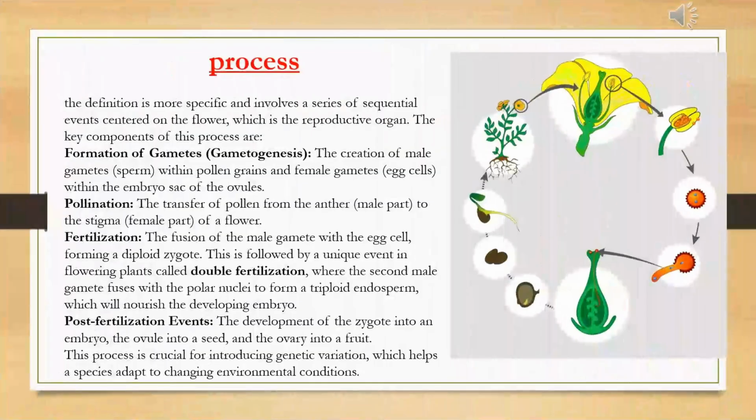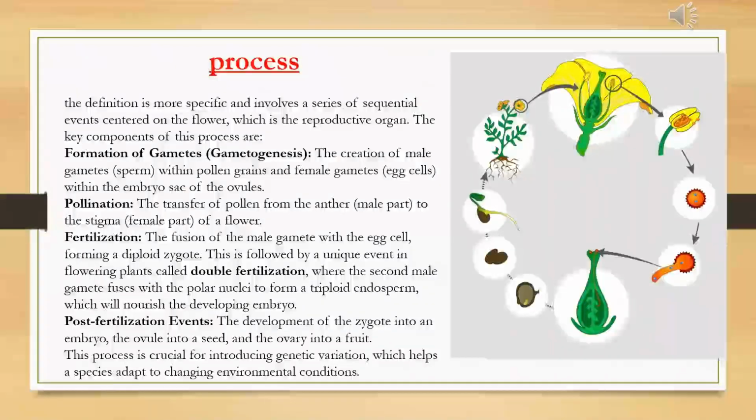So here we see the definition and the process of sexual reproduction in a plant. The definition is more specific and it involves a series of sequential events centered on the flower, which is the reproductive organ. Here the flower is the reproductive organ in the plant. The key components of this process are as follows.